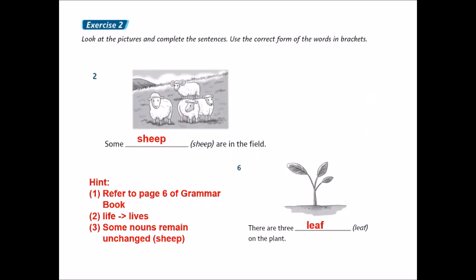Exercise 2. Look at the pictures and write complete sentences. Here, you must also refer to page 6 of the book, which explains the form-changing rules. For illustration, I'm showing you the answers for question 2 and question 6. They are sheep and lives. Some nouns remain unchanged, while for some nouns you have to do away with the F and add VES to them.